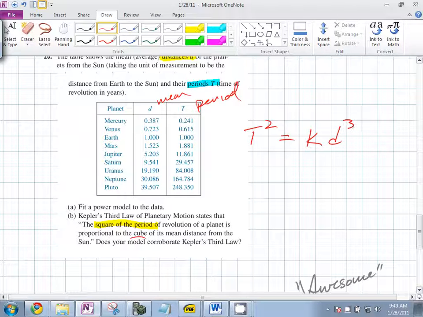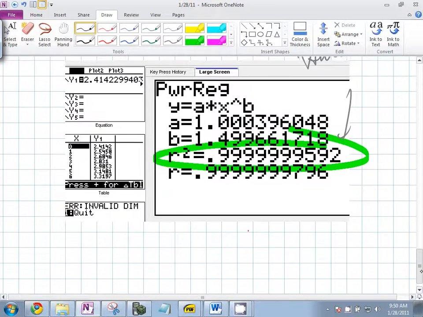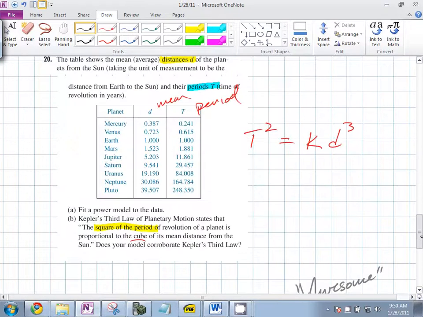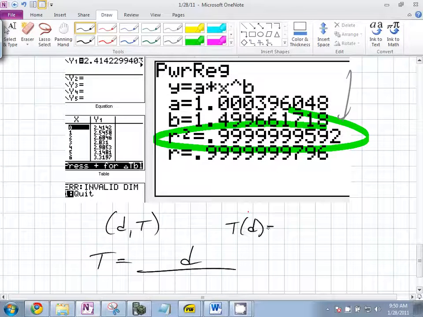Let's go back and see what we have here. We have our relationship right here. What did we put into the x? We put in D. So it was D, T, right? So this is T in terms of D. What was a? 1.0003 times D to the what power?